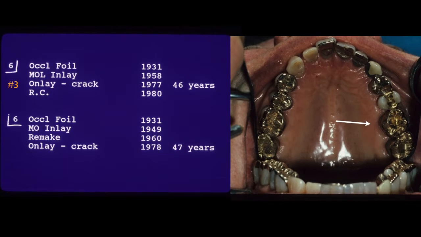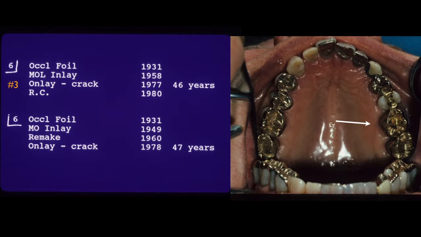Number 3 had an occlusal foil in 1931, an MOL inlay in 1958, cracked in 1977, 46 years after the first foil, and then the pulp died in 1980. What you see there is a platinized gold foil repair of the endo-access hole.